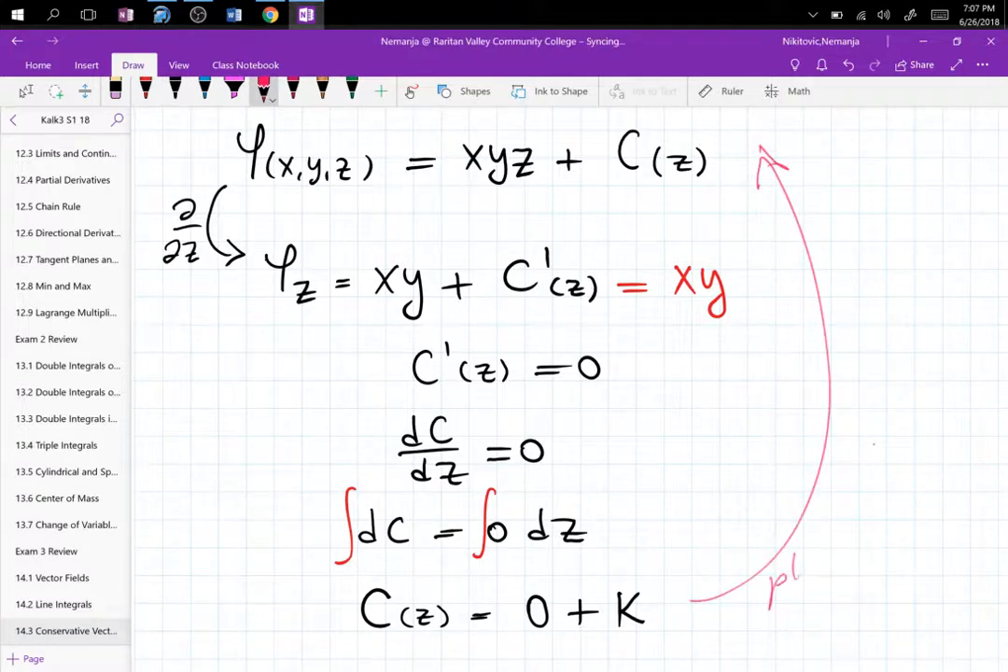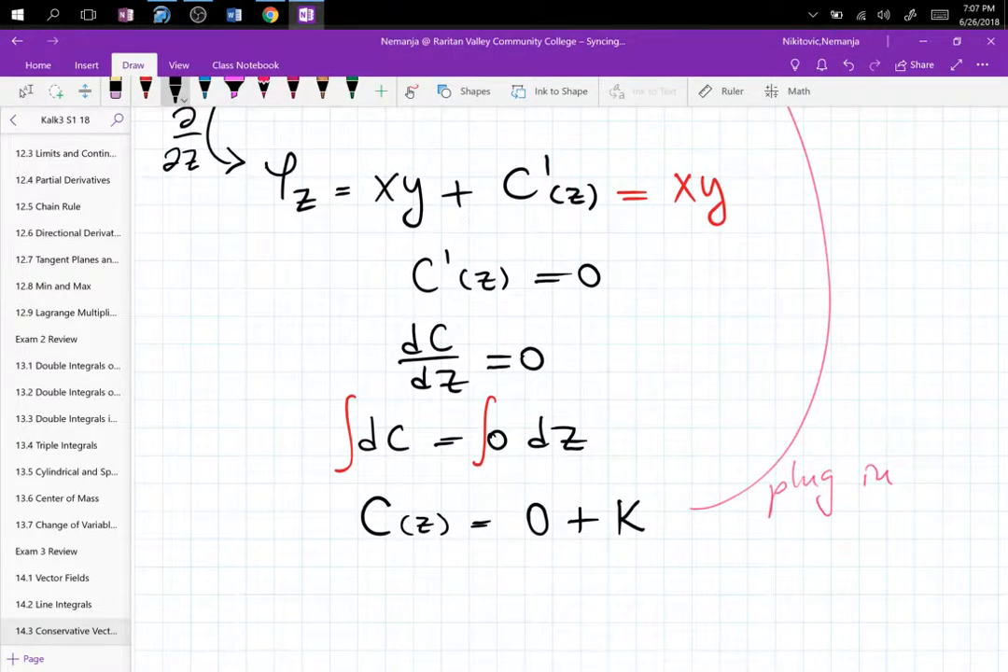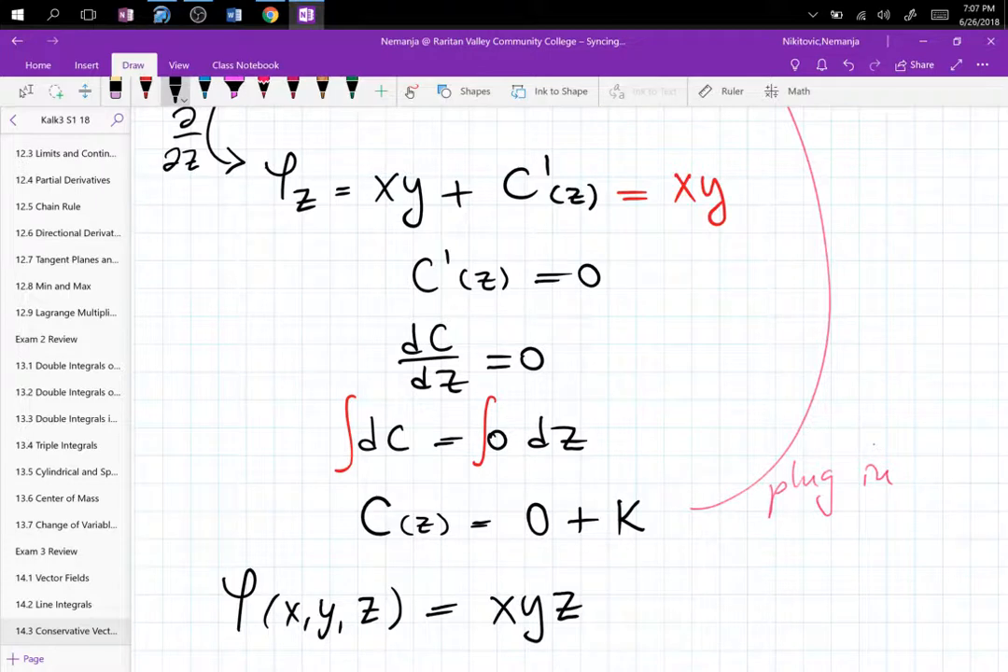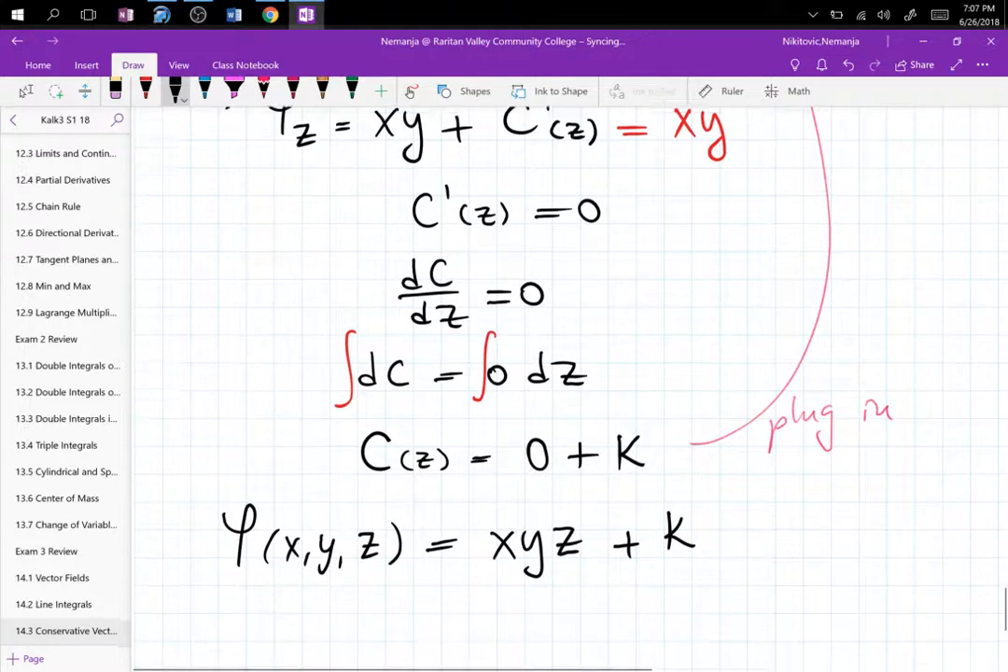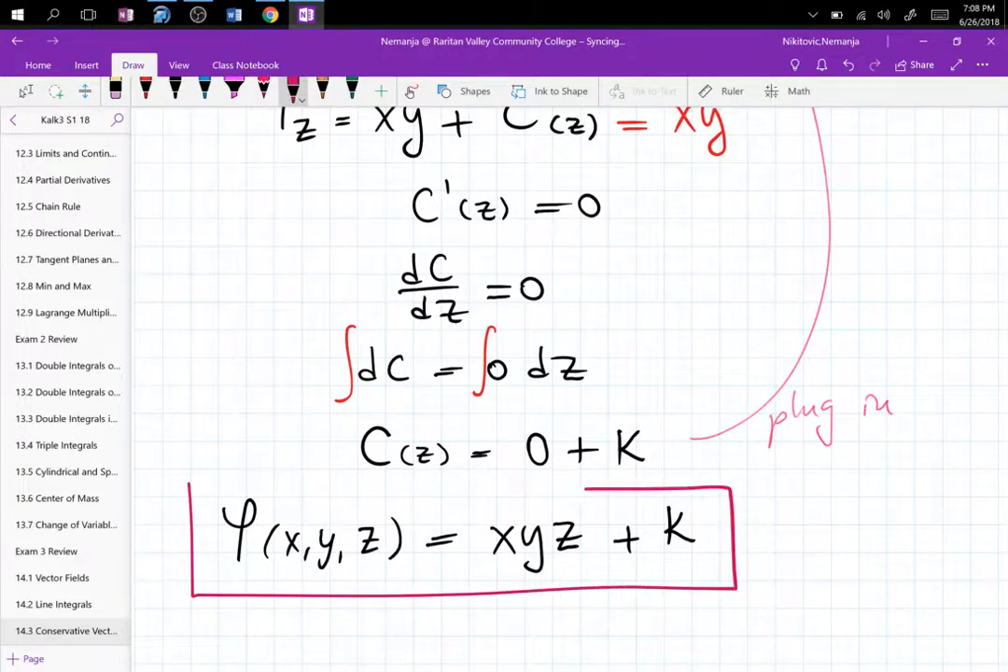Plug in. So finally, as I promised, your potential function phi of x, y, z is equal to xyz plus k. And that is the end of the problem.